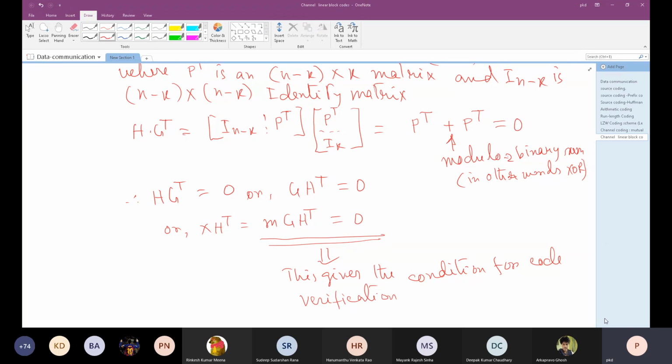So basically, we have to find a linear block code. Our problem is to first find the P matrix. Once we have the P matrix, then of course we can get the G matrix. We will get the H matrix. And then at the decoder end, we can always verify whether we have a valid code or not.